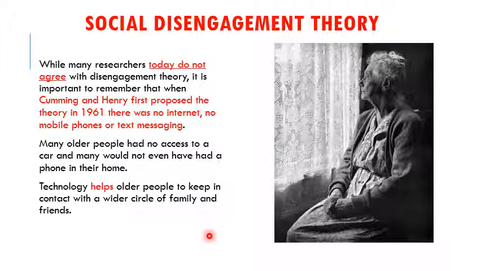Many researchers today do not agree with the disengagement theory, okay? Cumming and Henry first proposed the theory in 1961 when there was no internet, no mobile phones, no text messaging. Many people at that time would have had no access to a car, so these are the criticisms of the theory. We can now argue that people might have more access to cars, and that people have got access to bus passes. It's £10 a year for an elderly person to have a bus pass and they can use it all year long. Although we argue that some elderly people can't use technology, we can't be prejudiced and say that's the case for all elderly people. Some people may be able to use it.